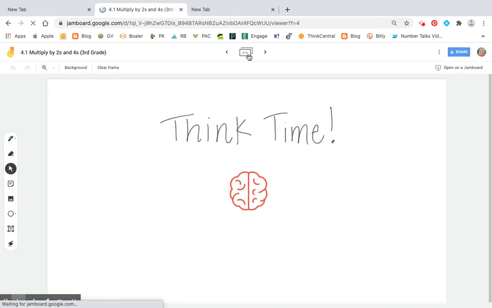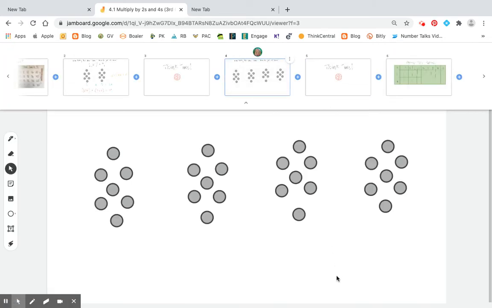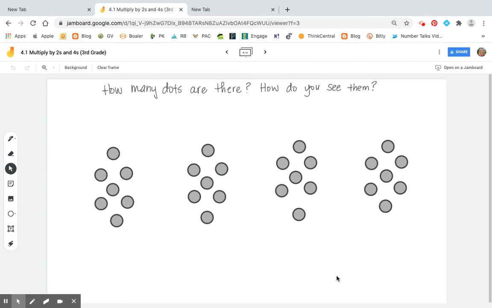All right, so, oops, I went out of my files there for a second. Here we go. All right, so how many dots are there and how do you see them? All right, I'm ready to take some guesses. I'm going to guess that you were like, wait a minute.